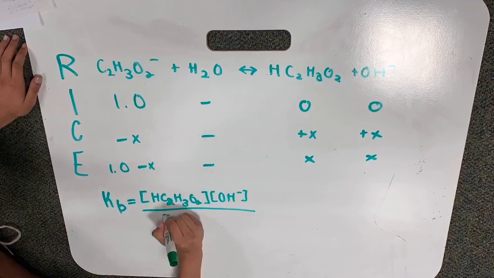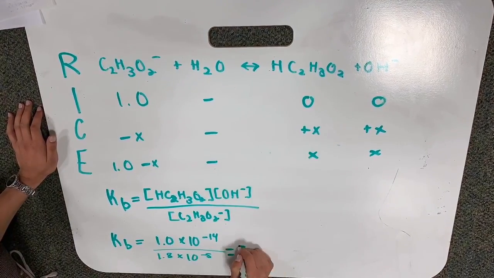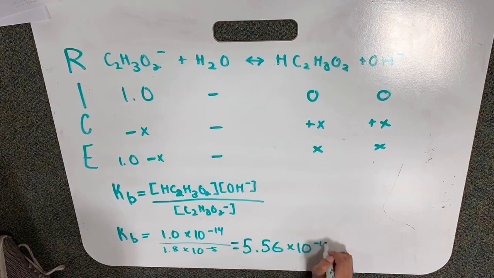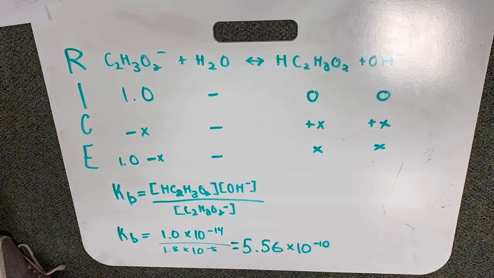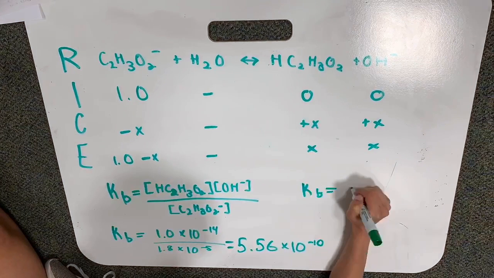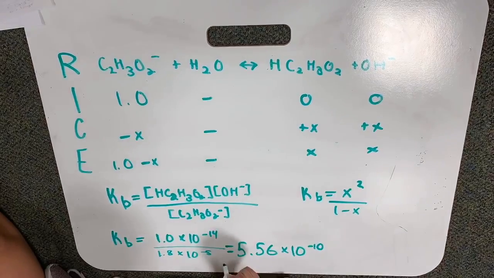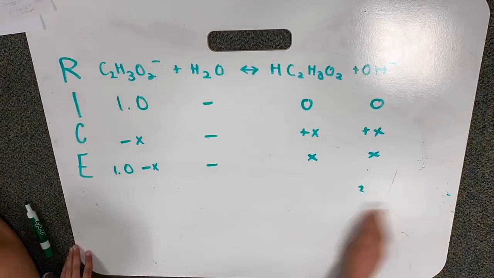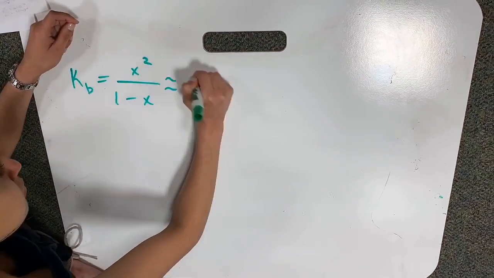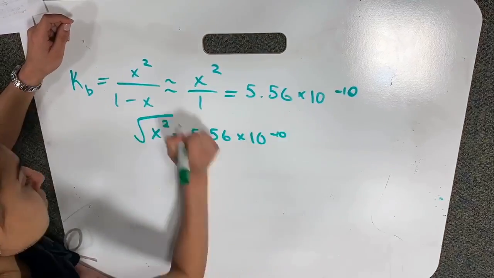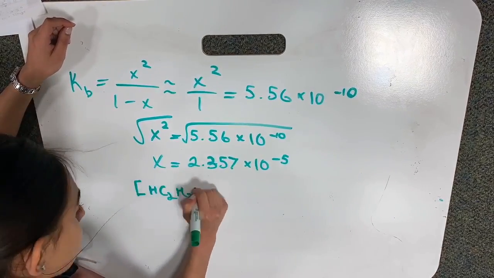The Kb expression for this problem is the concentration of HC2H3O2 times the concentration of OH negative over the concentration of C2H3O2 negative. You are given Ka, so you have to solve for Kb by dividing the Kw value by the Ka value. You will find that Kb is 5.56 times 10 to the power of negative 10. Once you substitute the concentrations at equilibrium row of the RICE table into the Kb expression, you can solve for X. The value of X is approximately 2.357 times 10 to the power of negative 5. Therefore, the answer to this question is 2.357 times 10 to the power of negative 5 molar.